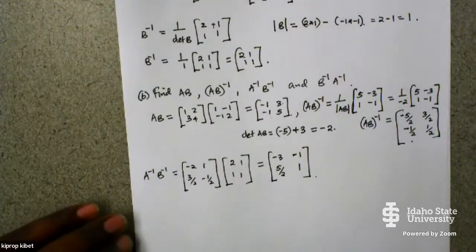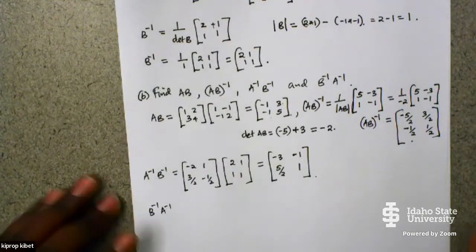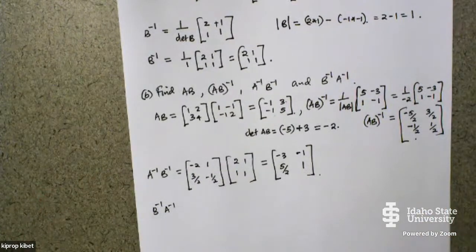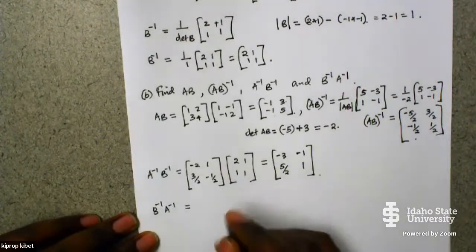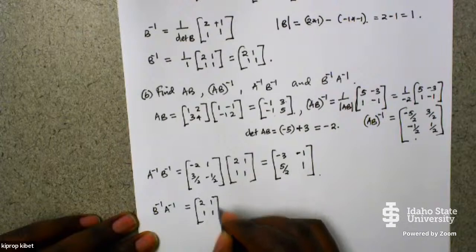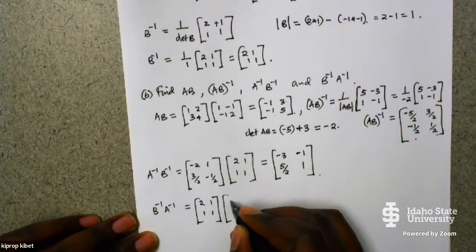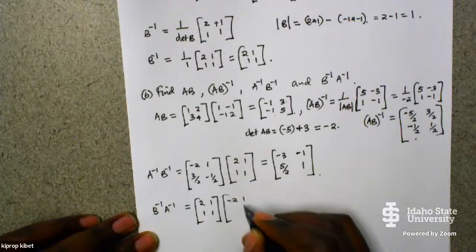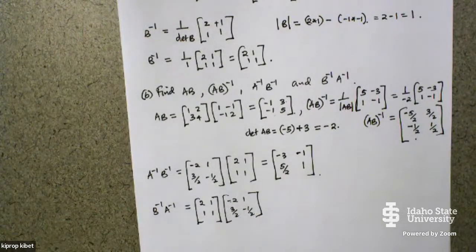Okay, now what is B inverse A inverse? So this is the same as [2, 1, 1, 1]. And then our A inverse is [-2, 1, 3 over 2, minus 1 over 2]. So what do you get?